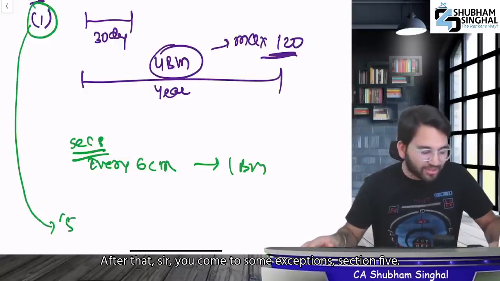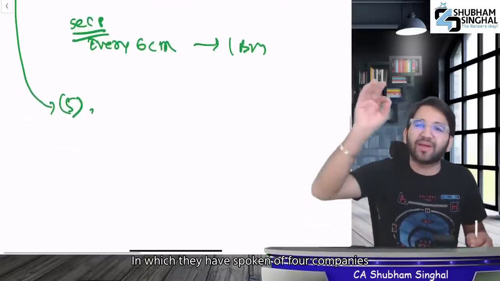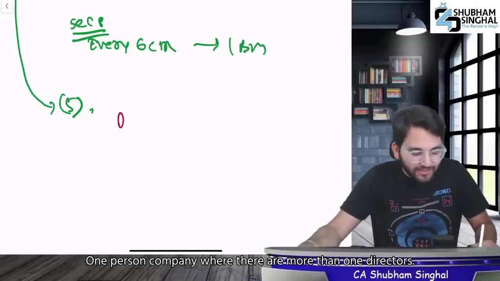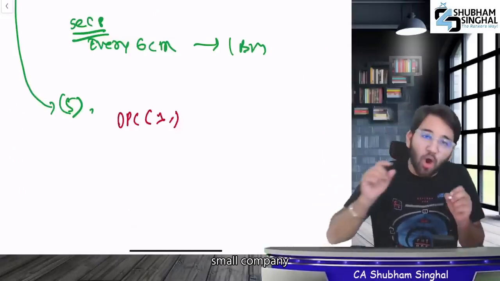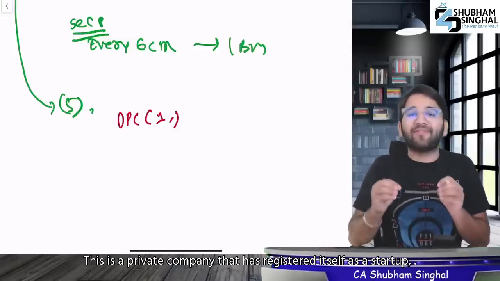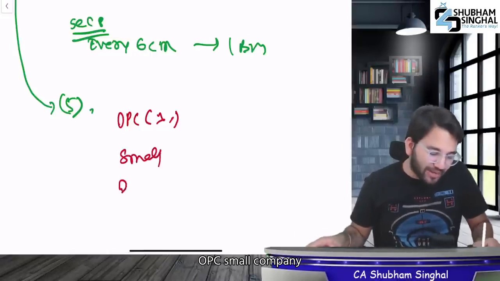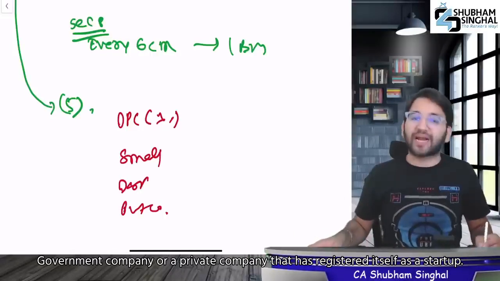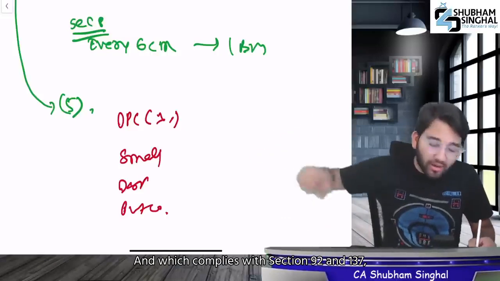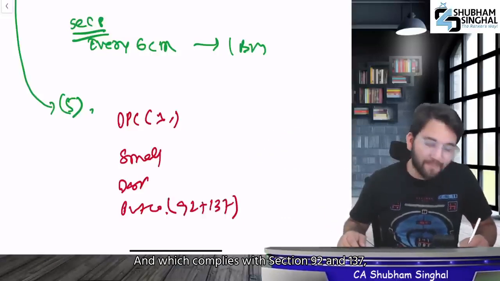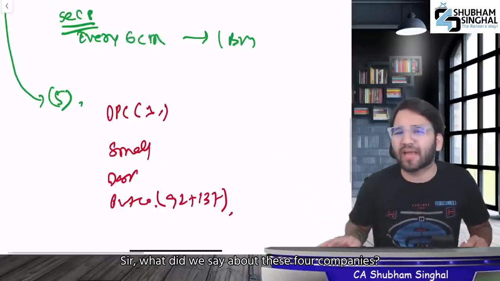And after that, you come to some exceptions, subsection 5, in which they mentioned 4 companies. One-person company with more than 1 director. Small company. Dormant company. Or a private company that has registered itself as a startup and which complies with Section 92 and 137. Okay? What to say about these 4 companies?